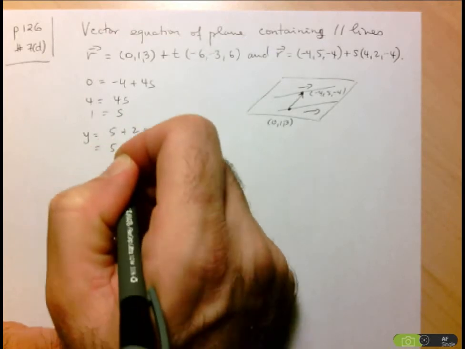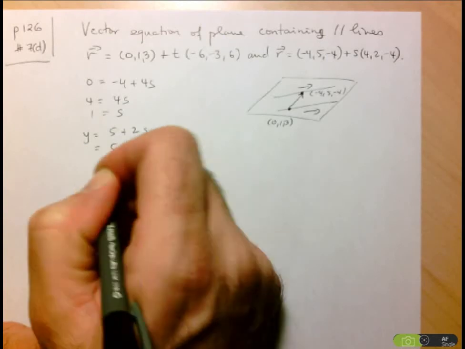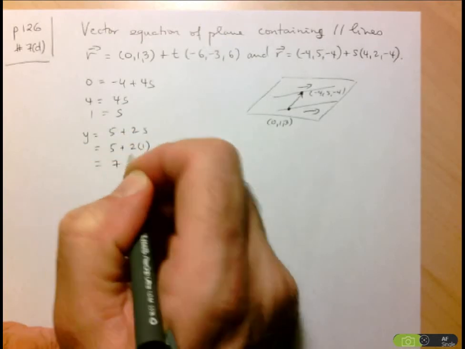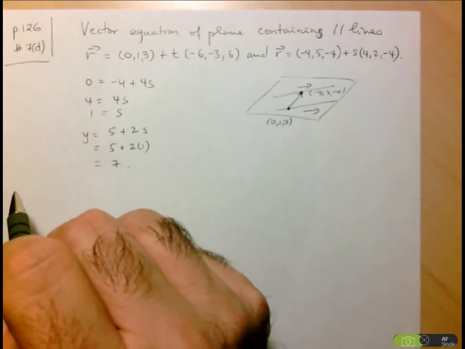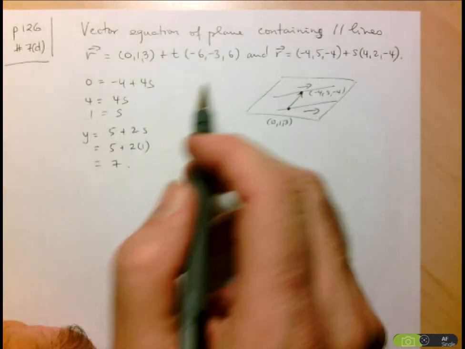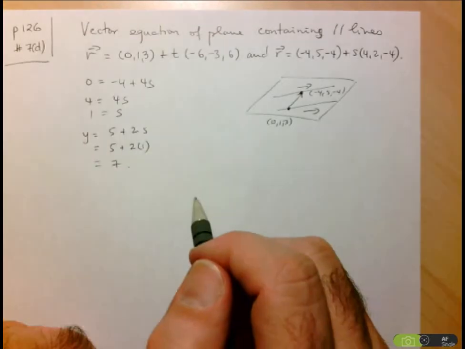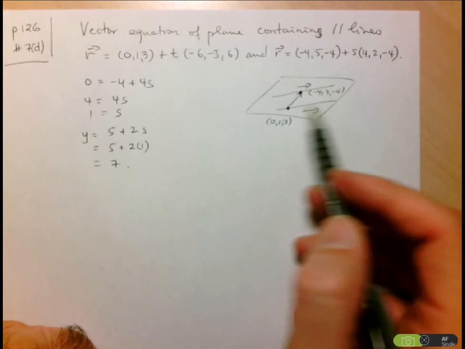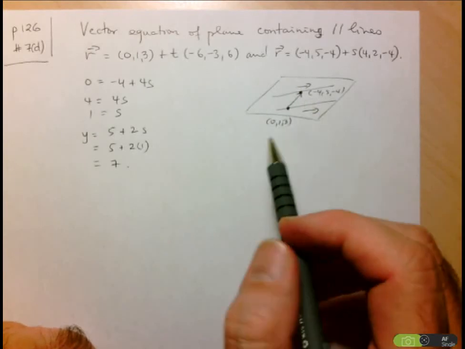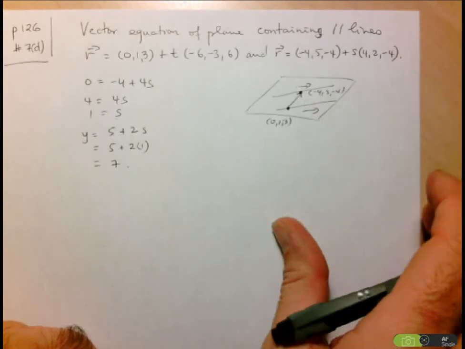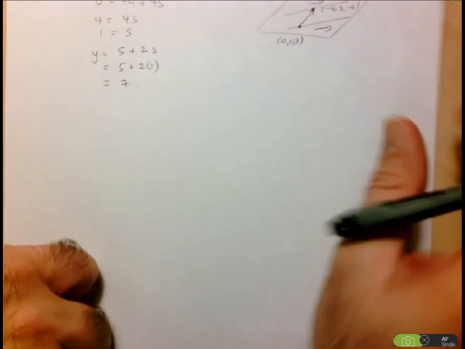We know that s has to be equal to 1, so 5 plus 2 is 7. That is not equal to the y value of this point. Hence, these two lines must be distinct. So we can continue on with our procedure here. What we were thinking of using will work.